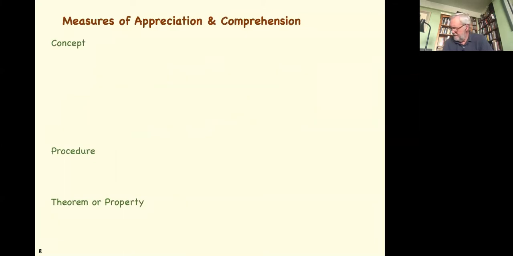So I put together a sort of summary of what I've been thinking about so far with these ideas, and that is thinking about concepts, procedures, and theorems or properties. The complexity of the topic web is one, and I think even more importantly, the change in the complexity of the topic web over time is one way of gauging the learning that the students are undertaking.